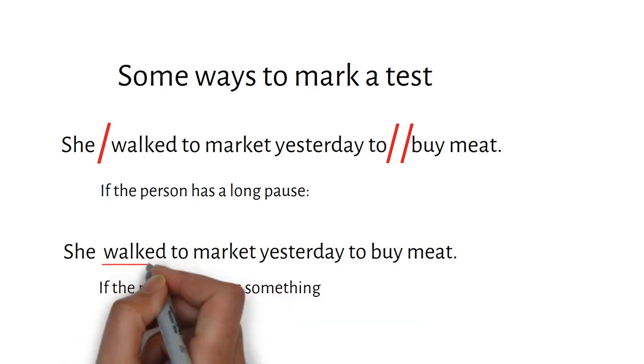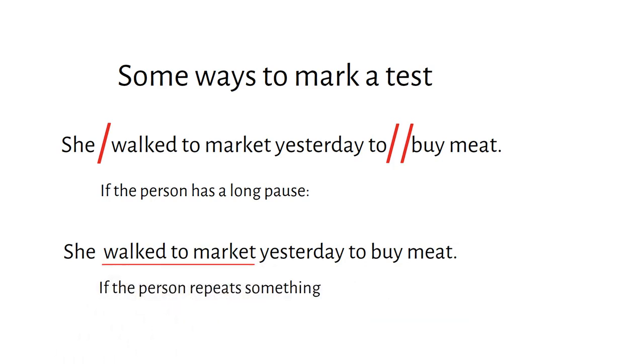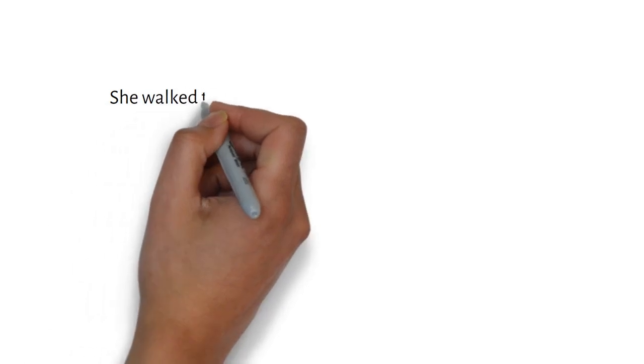If a person repeats something, put a line under it. She walked to market to buy meat. If the person leaves out something, circle it.